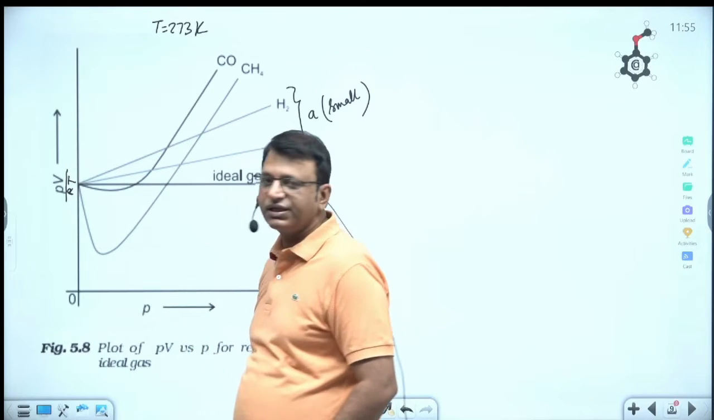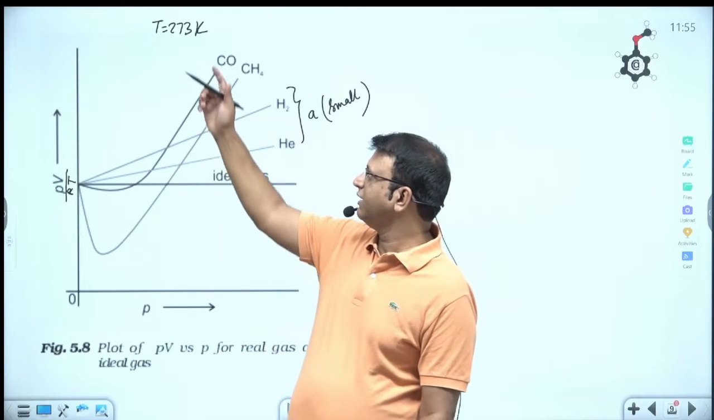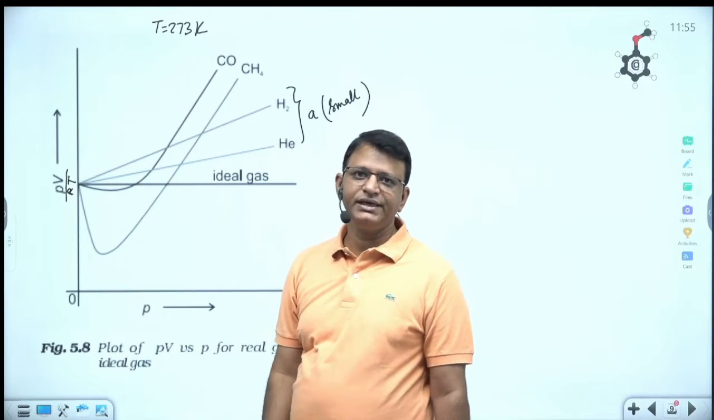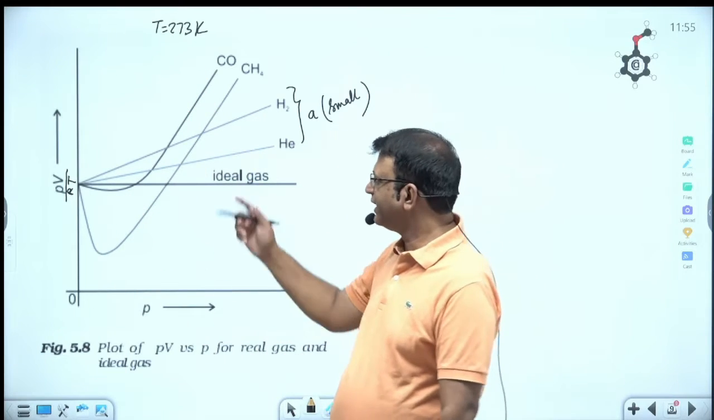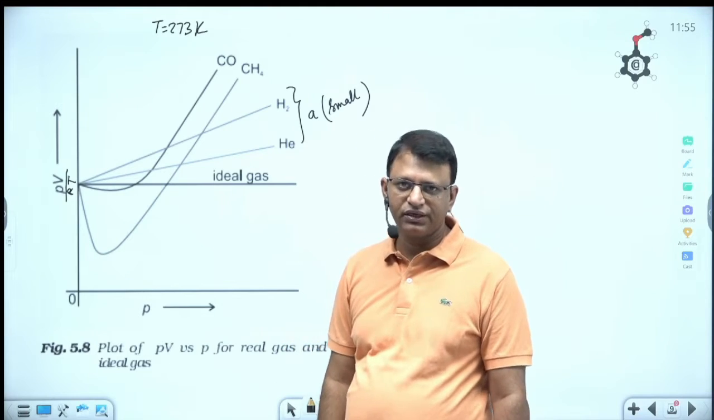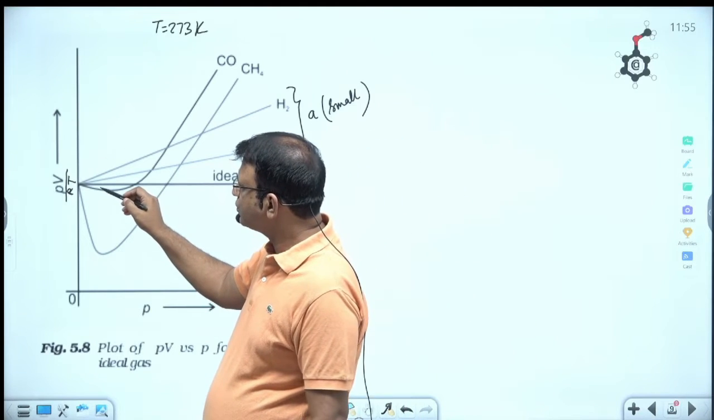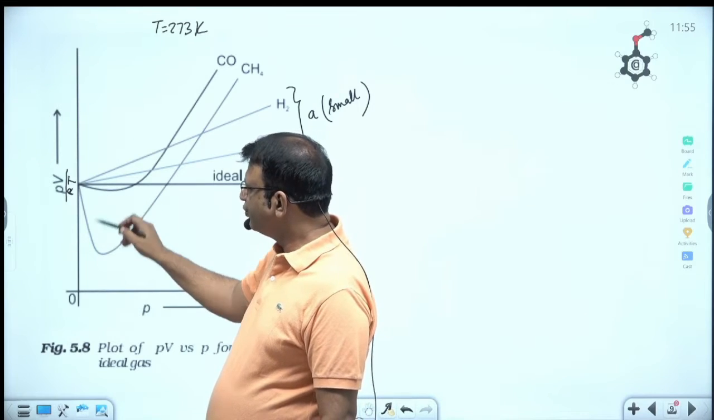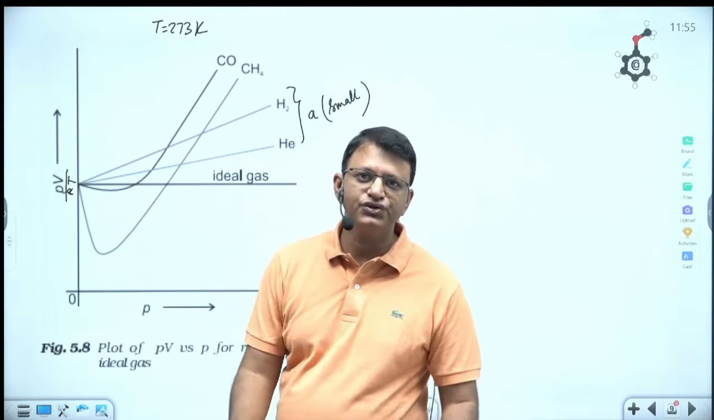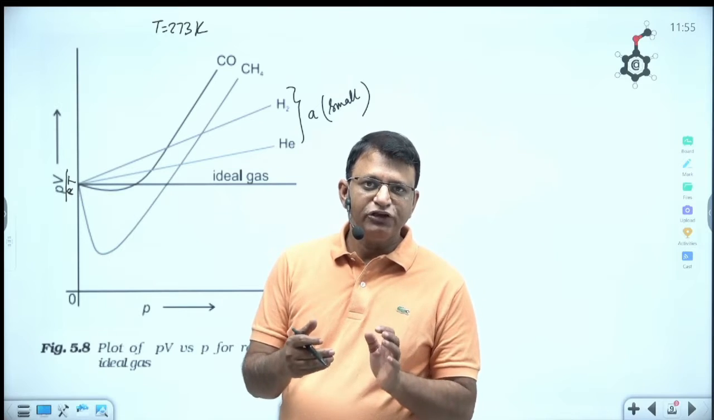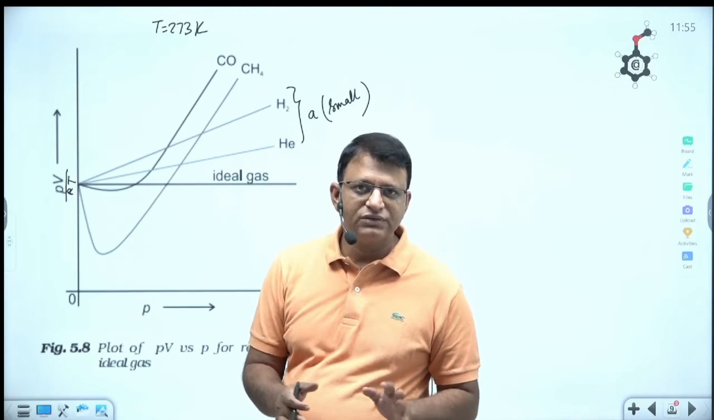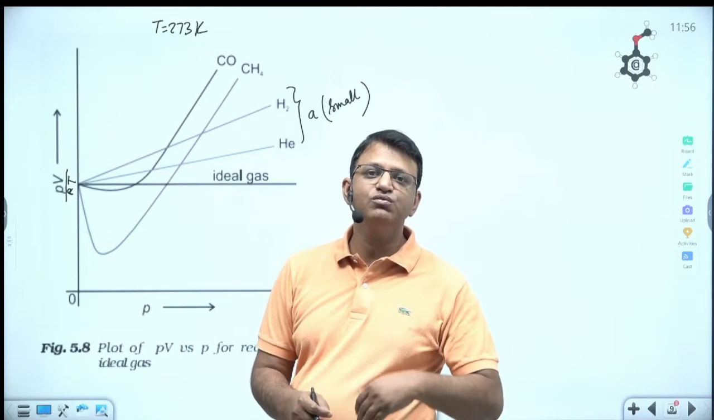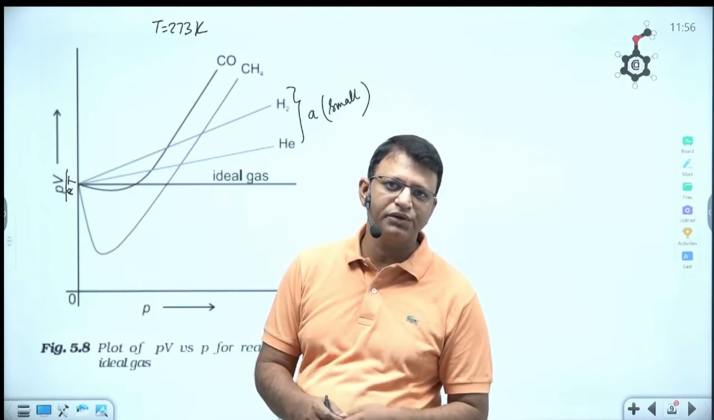So we can say that at 273 Kelvin, the temperature is lower than its Boyle's temperature, and that's why attractive forces are dominating. From here also they can ask a question: which gas is easy to liquefy? So a lower value of Z means more force of attraction. If the value of Z is less than 1, it means the force of attraction is dominating. So a value further below 1 means more force of attraction, meaning it is easy to liquefy the gas.